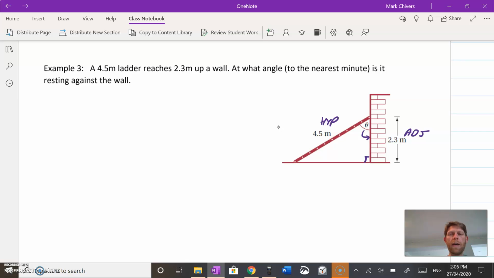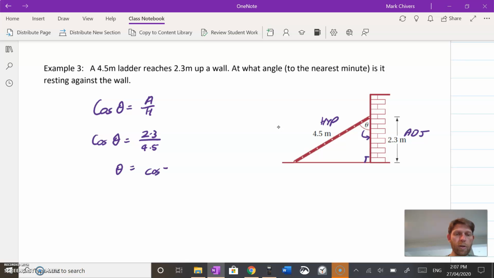Thinking of our trig ratios, which one uses adjacent and hypotenuse? So toa, cos is the adjacent over the hypotenuse, so cos theta equals adjacent over hypotenuse. Substitute in what you know and calculate what you don't know. So 2.3 is the adjacent and 4.5 is the hypotenuse. So theta equals cos to the minus 1 of 2.3 over 4.5.